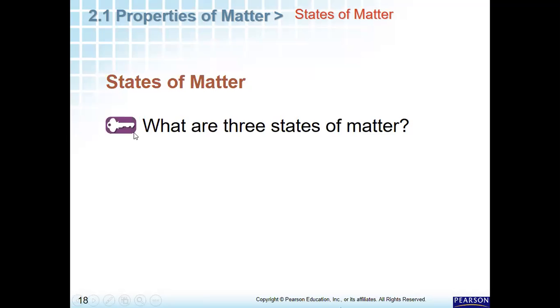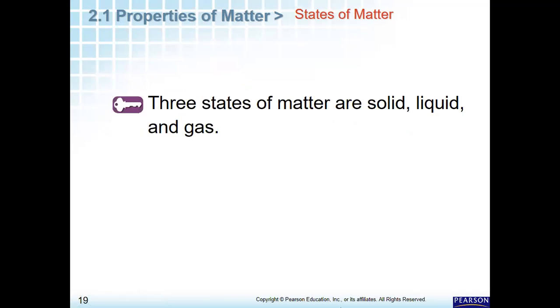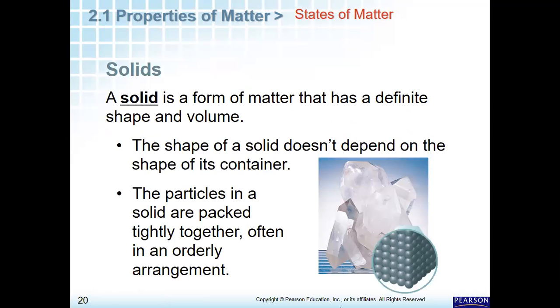What are the three states of matter, guys? We have three states of matter, as we said before. Yeah, exactly. It's solid, liquid, and gas. Let's move over, guys. Solid is a form of matter that has a definite shape and volume. You will see here the particles of the matter are gathering together, and the intermolecular spaces between them are very little or can be negligible.